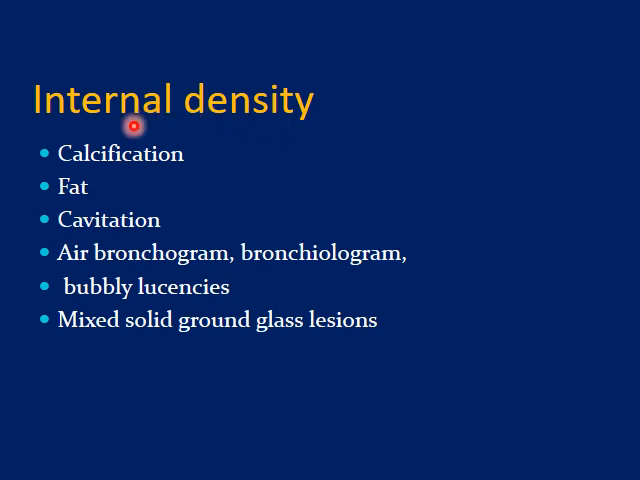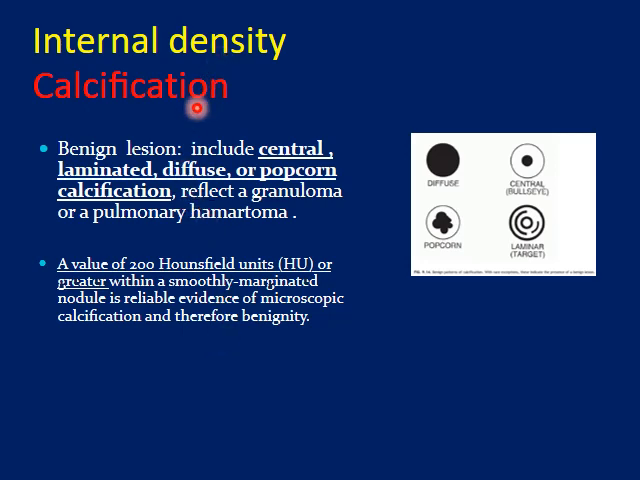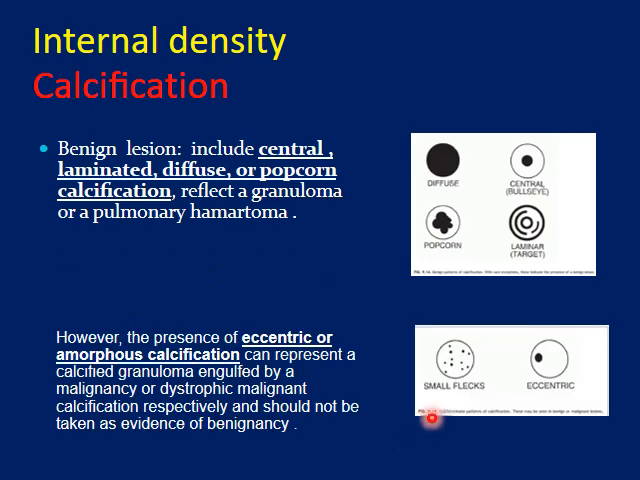Let us now analyze the internal density of a focal lesion or solitary pulmonary nodule. We can speak about calcification, fat, cavitation, air bronchogram, pseudocavitation or lucencies, and mixed solid and ground glass nature. First of all, calcification. We have benign patterns of calcification and malignant patterns of calcification. What are the benign patterns of calcification? It could be central, lamellated or laminated, popcorn-like, or diffuse calcification. All of these four patterns are benign patterns. Why? If you see calcification eccentric within the lesion, or small fleck-like or amorphous calcification, these are signs of a non-benign or malignant pattern of calcification.